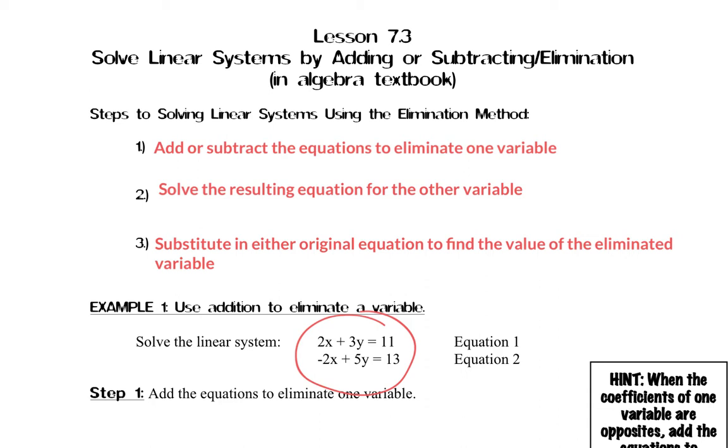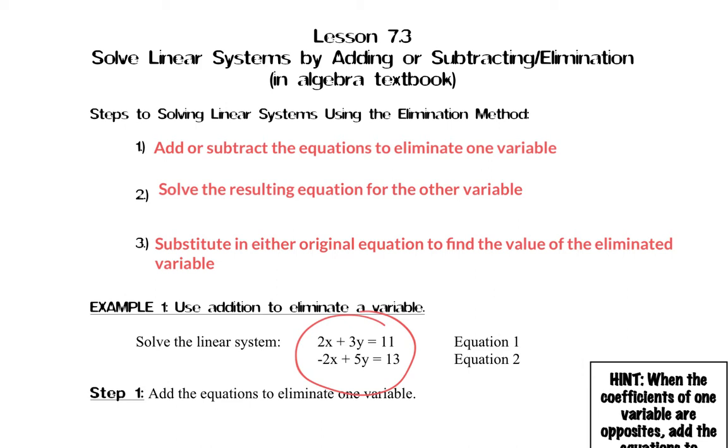All right, so in these steps, we're going to be adding or subtracting the equations together to eliminate one of the variables. We're either going to try to eliminate x or eliminate y, because if we can eliminate one of them, then we can solve the resulting equation for the other variable. In other words, if we can eliminate x, then we can solve to figure out what y is, and if we can eliminate y, then we can solve to figure out what x is.